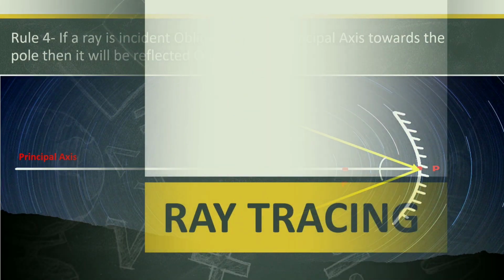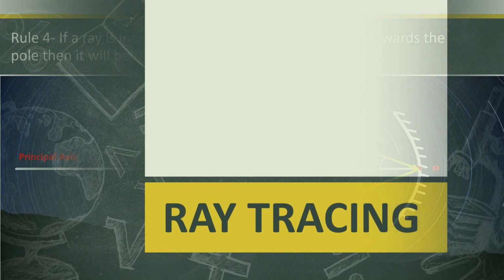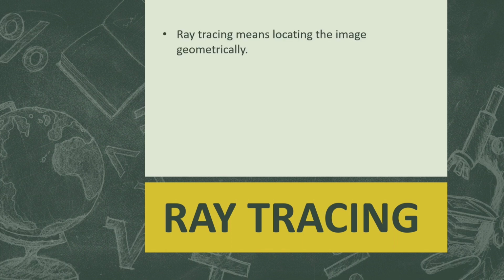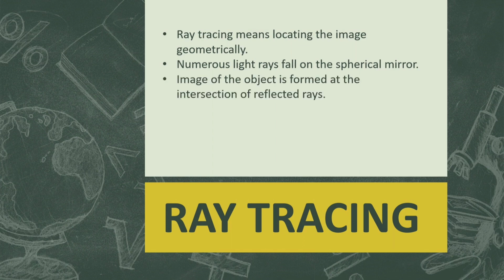Now, we are aware of all the rules of image formation by a concave mirror. So, let's move forward with ray tracing. We use ray tracing for locating the image geometrically. As numerous light rays fall on the mirror, we require any 2 incident rays to find the intersection of reflected rays. So, we can choose any 2 rules out of 4.